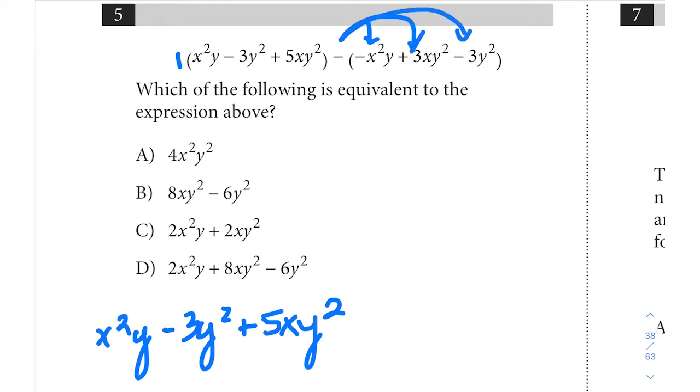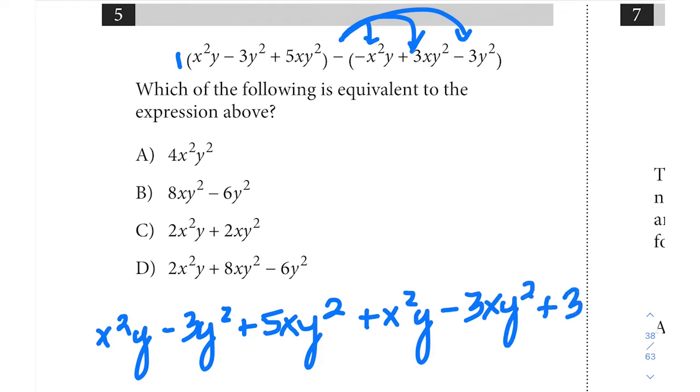So it's just like you're multiplying everything times a negative 1. So the sign of each term in the expression is going to change. So here, negative times negative will be a positive x squared y, then a negative 3xy squared, and then a positive 3y squared. And now we have to combine like terms.